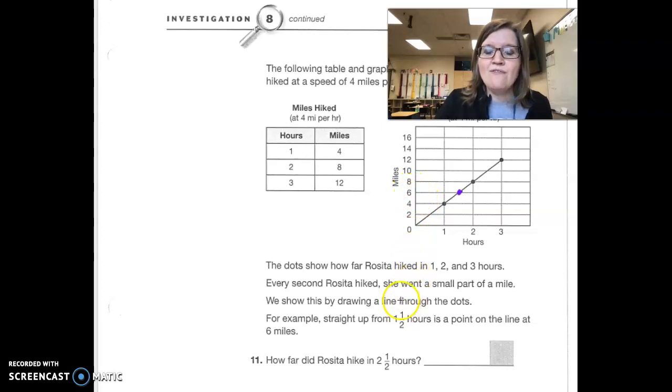They want to know, how far did Rosita hike in 2.5 hours? So we go over to 2 hours, we go to about halfway, and then we work our way up. And we can see that there is a very distinct line right here. So we put our point right here, and we look. In 2.5 hours, Rosita has hiked 10 miles.